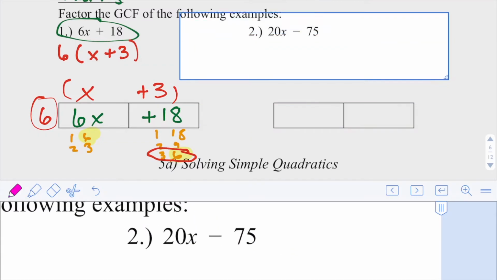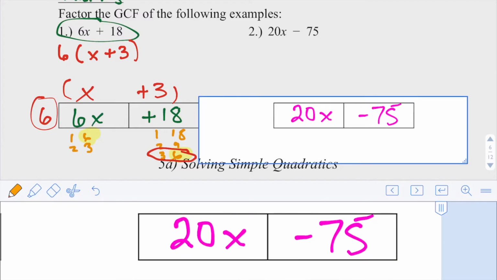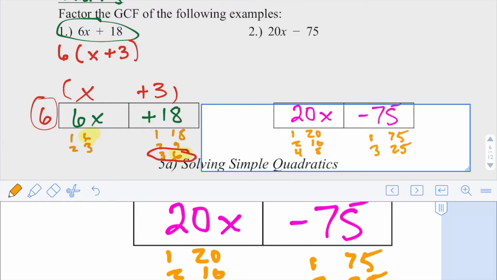So let's do this expression. Same deal. You want to drop that expression into the Punnett square. So 20x minus 75. And then you want to list all the factors. 1 and 20, 2 and 10. 3 doesn't go into 20, but 4 goes into 20 five times, and I'm done. 1 and 75. Remember, we only deal with the positives when we're doing factor trees. 2 doesn't go into 75, but 3 goes into 75 25 times. 4 doesn't go into 75, but 5 goes into 75 15 times.